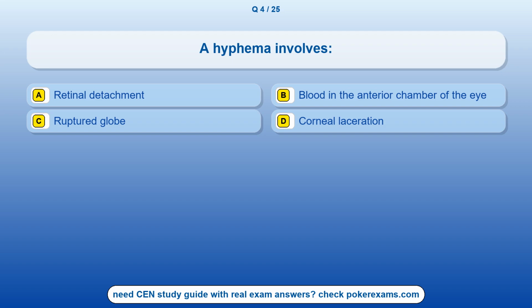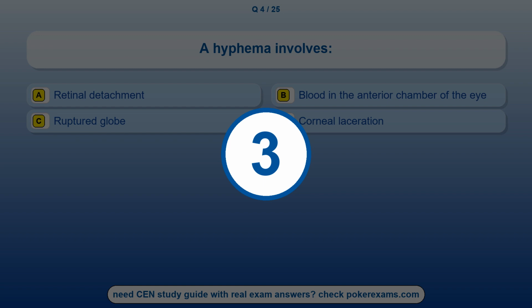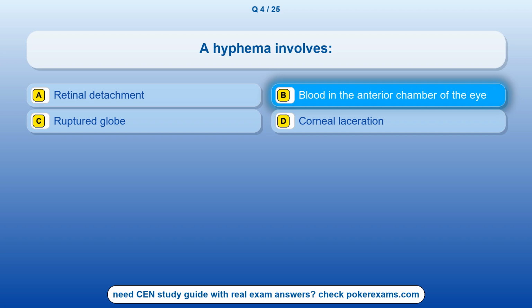Question 4. A hyphema involves: Option A, retinal detachment. Option B, blood in the anterior chamber of the eye. Option C, ruptured globe. Option D, corneal laceration. The correct answer is option B, blood in the anterior chamber of the eye.